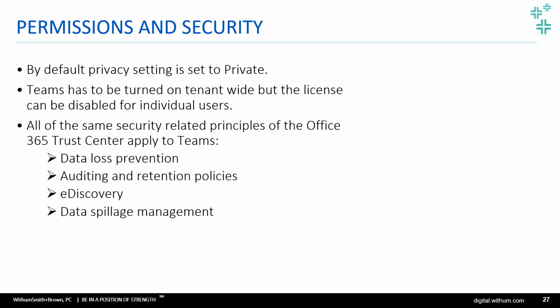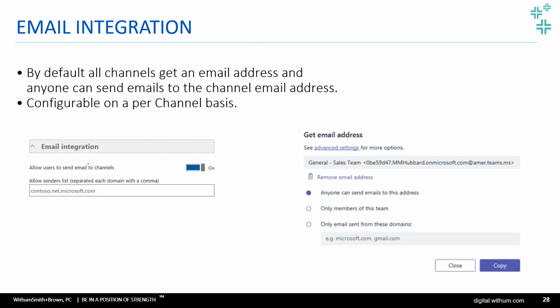So permissions and security, by default, a team is set to private, meaning that you have to be invited to get into it. There is a concept of public teams, which anyone can discover and join from your organization. And then there's also organization-wide teams where you could have everyone from your organization be part of it automatically. So all of the same security-related principles of Office 365 apply to Teams, just so you know. So if you set DLP policies, they'll apply to Teams chat and Teams messages.